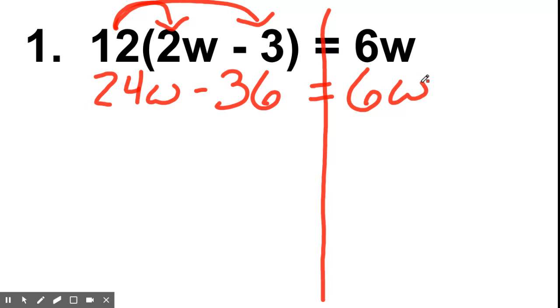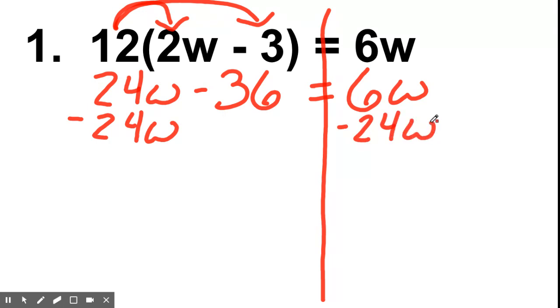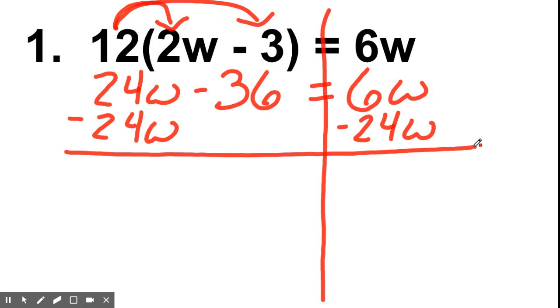Next, we need to move all the variables to one side. We could either cancel the 24w's or the 6w's. Since there's nothing else over here with the 6w, I'm going to go ahead and just move the 24w to that side. So to cancel a positive 24w, we need to subtract 24w. When I do that, I'm left with negative 36 equals 6 minus 24, which is negative 18 w's.